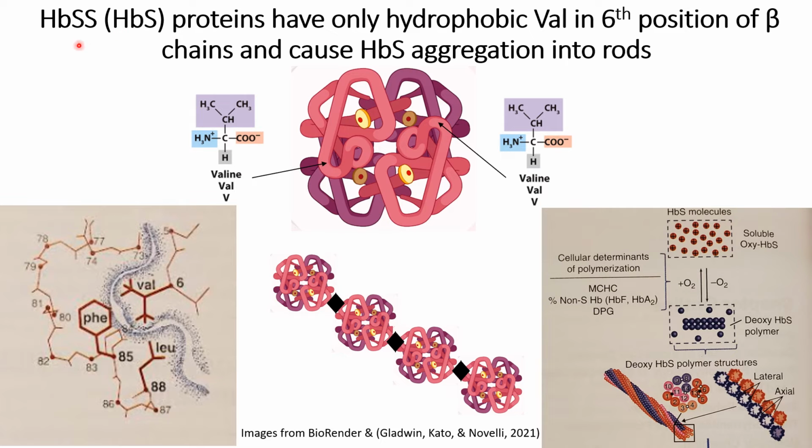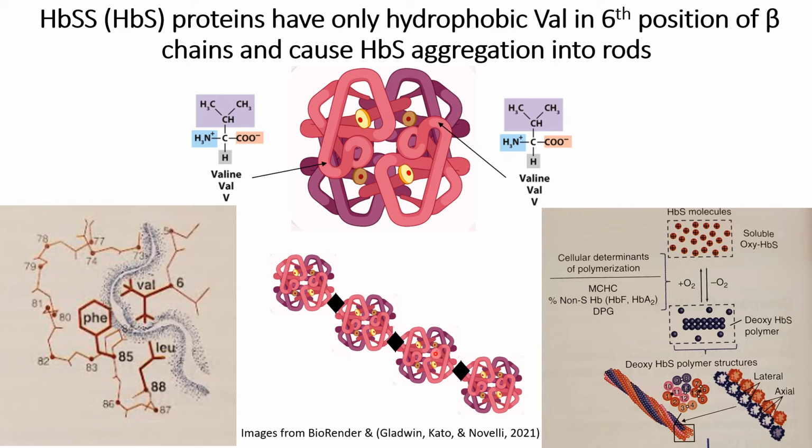So let's go into that. The HbSS, which can just be abbreviated HbS for a sickled hemoglobin protein, they have only the hydrophobic valines in the 6th position of the beta chain, and this will cause the HbS to aggregate into rods. So earlier we had a valine just here, but now we have a valine located on this side as well. And what that's going to cause is all of these hemoglobins are going to form in these long rods.